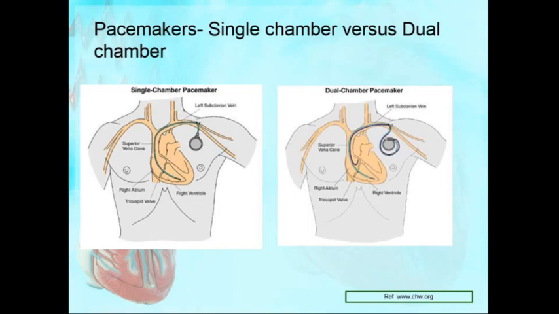Having said this, in many places in Europe, if you don't have AV blocks and all you have is sinus bradycardia, they put a single chamber pacemaker in the atrial lead, and it's cost effective. But for some reason in the United States, a pacemaker is almost always a dual chamber pacemaker, unless the patient has chronic AFib, then it is a single chamber pacemaker with an RV lead.